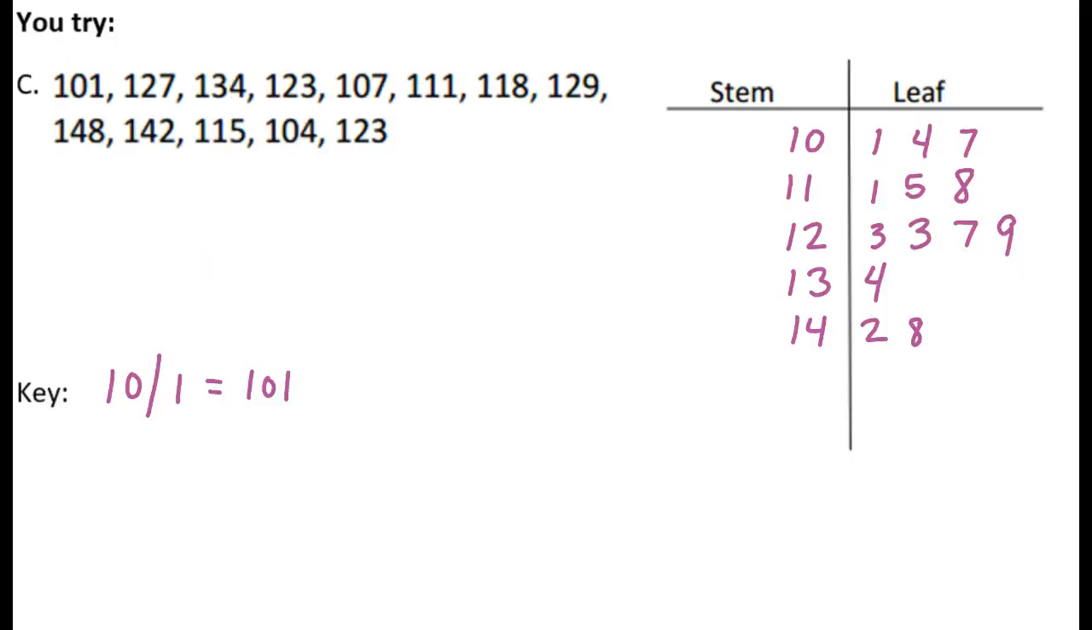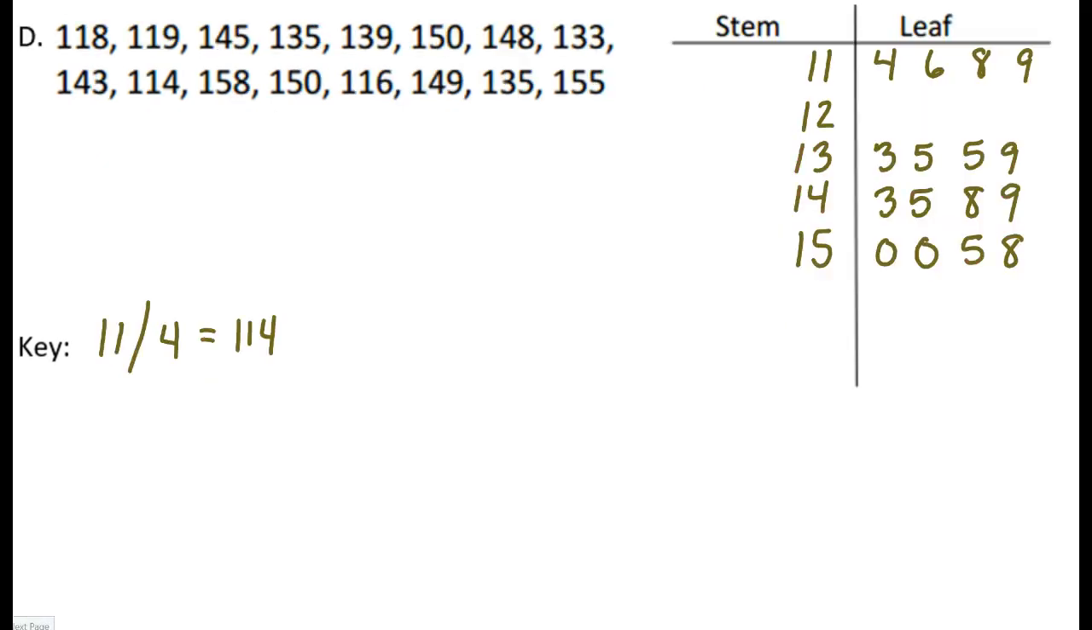Alright, so for C, this is what your stem and leaf plot should have looked like. Remember, we are going to first identify our key. Our lowest value in this case was 101. Our highest value was 148. For problem D, if you did this correctly, this is what your stem and leaf plot should have looked like. Our smallest value is 114. Our largest value was 158.